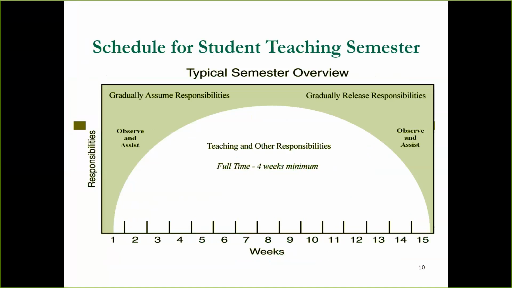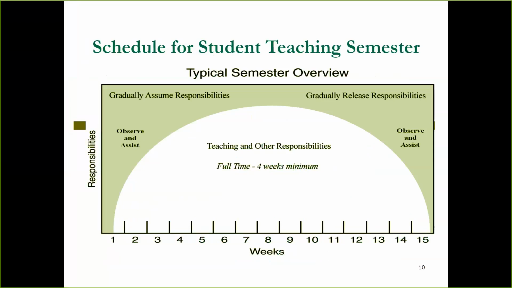Typically, in the beginning of the semester, student teachers will observe and assist in the classroom and then gradually start adding on responsibilities. Student teachers are expected to add on instructional responsibilities like teaching math, science, reading, and writing, but they will also be adding on non-instructional responsibilities, like grading or escorting the students to lunch or recess if they're in elementary school, different non-instructional responsibilities that are expected of teachers. So they will gradually add on those.